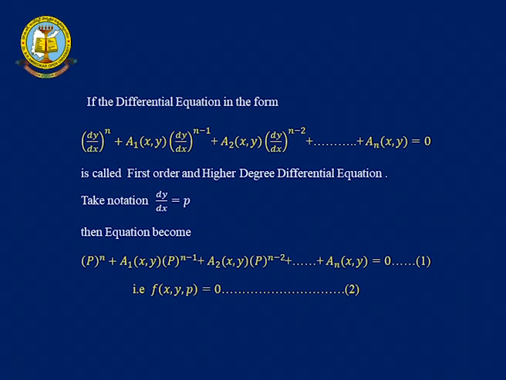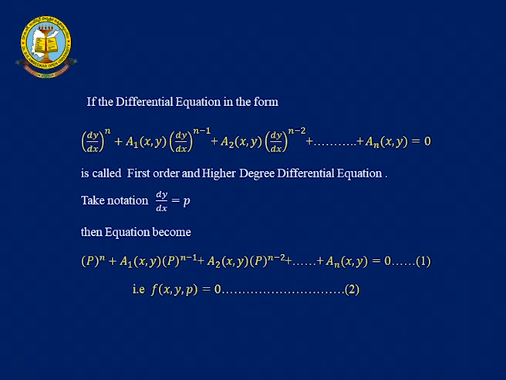Let us see this equation 1. It is totally in terms of x, y and p. So we can write it as a function of x, y, p equal to 0. So equation 1 we can write as f(x, y, p) = 0; let us call this equation 2.